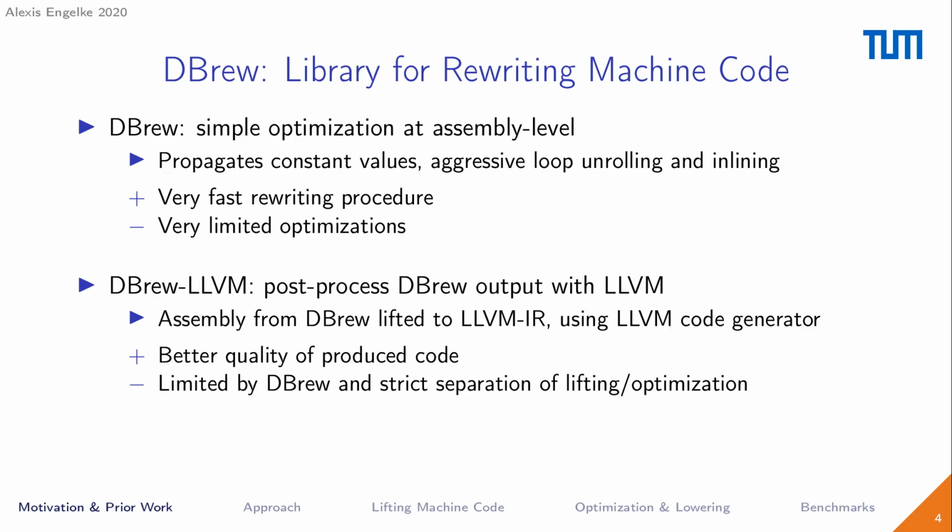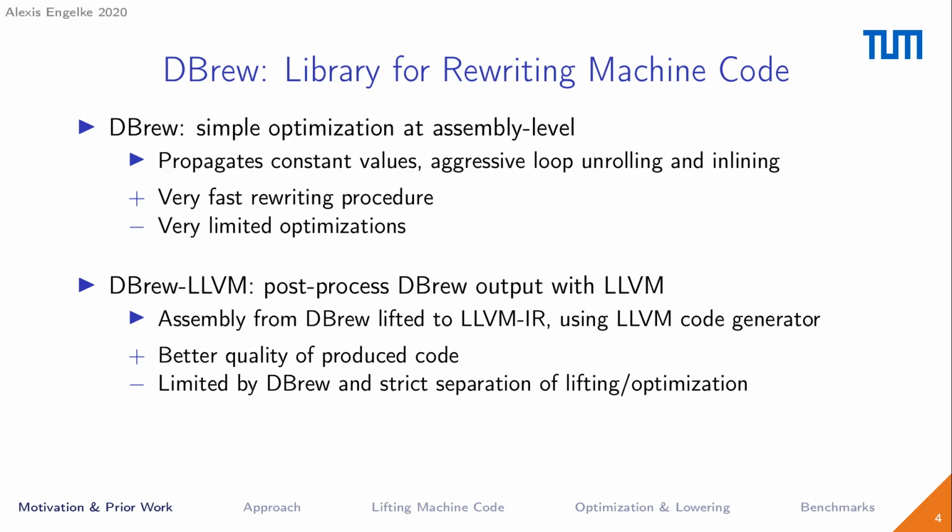To address the problem of limited optimizations, we wrote a code generation backend for DBrew, which uses LLVM's optimizer and code generator. To do this, we lifted the assembly code produced by DBrew to LLVM-IR and used LLVM's JIT compiler to generate actual machine code.